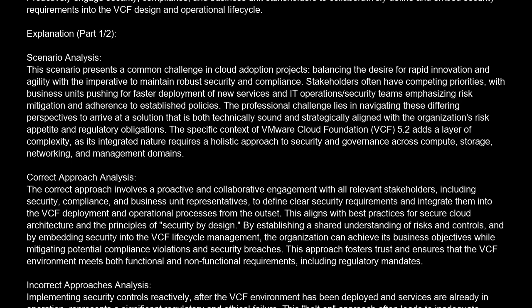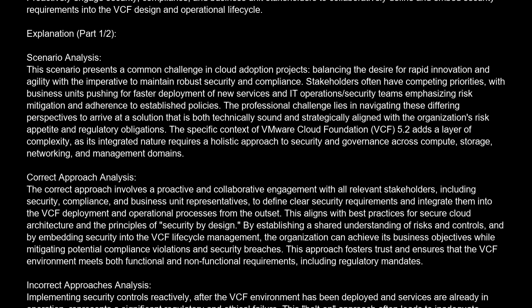Stakeholders often have competing priorities, with business units pushing for faster deployment of new services and IT operations and security teams emphasizing risk mitigation and adherence to established policies. The professional challenge lies in navigating these differing perspectives to arrive at a solution that is both technically sound and strategically aligned with the organization's risk appetite and regulatory obligations. The specific context of VMware Cloud Foundation, VCF 5.2, adds a layer of complexity, as its integrated nature requires a holistic approach to security and governance across compute, storage, networking, and management domains.